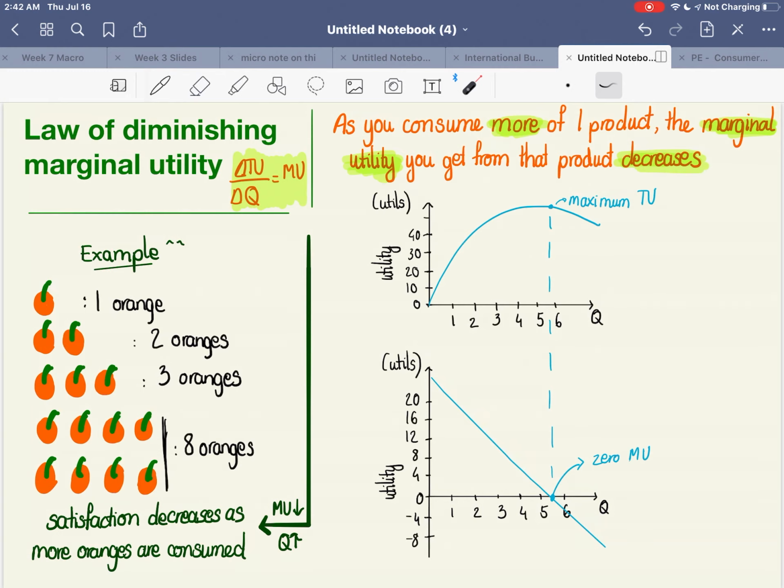By understanding the law of diminishing marginal utility, you will be able to explain and draw the MU graph and its relation with the TU graph. Let's take a look at the law again. As you consume more of one product, the marginal utility you get from that product decreases, which means the MU graph is always decreasing. When MU decreases, TU is increasing but with a decreasing slope. Then, when MU reaches its zero value, TU reaches its maximum point, and it decreases when MU is negative.